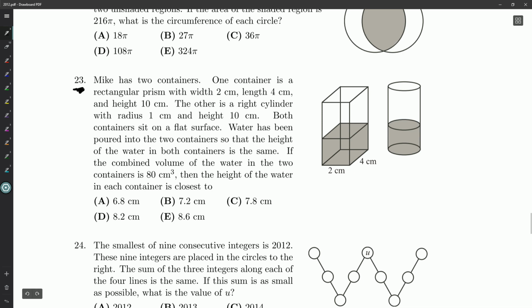Mike has two containers. One container is a rectangular prism. We've got 2 and 4 for some of the dimensions, a height of 10 for the whole thing. Don't know why they didn't label that. The other is a right cylinder with radius 1, and again, same height, 10. Both containers sit flat on a surface. Water has been poured into the two containers, so the height of the water in both containers is the same. They're not telling me what that is. I'm going to call that height H, just in case we need it. If the combined volume of the water in the two containers is 80 centimeters cubed, then the height of the water in each container is closest to what?